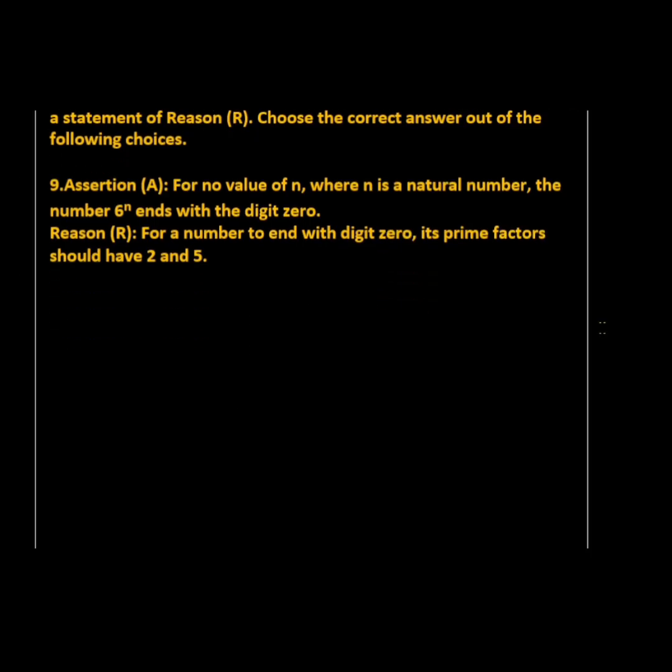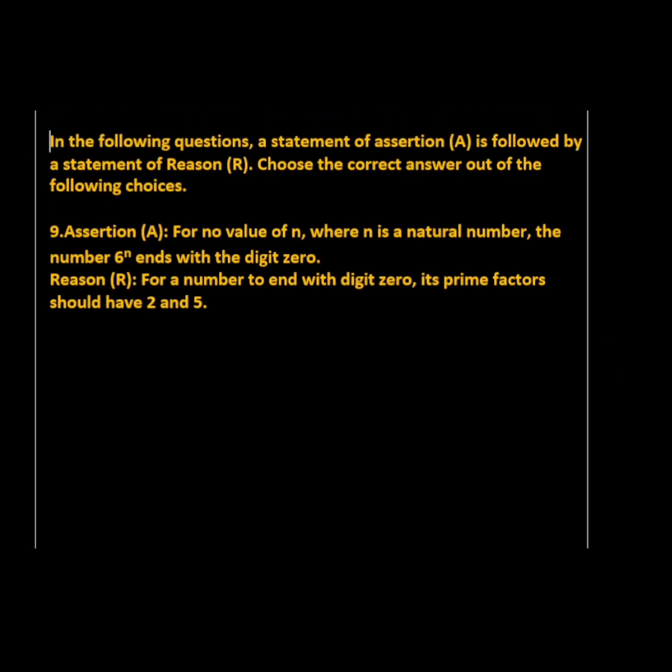We will check for this. What is the option we are getting? So what is given? Assertion, 9th question. Assertion is: for no value of n, where n is a natural number, the number 6 power n ends with the digit 0.